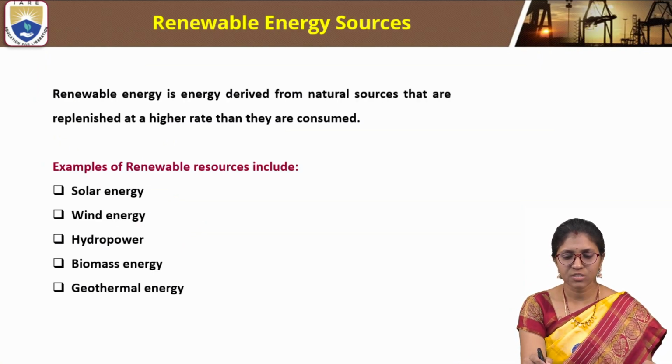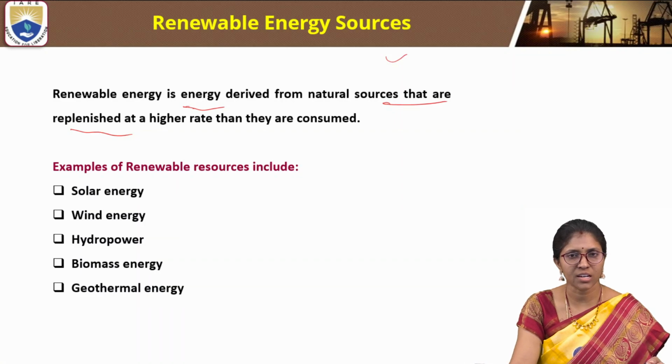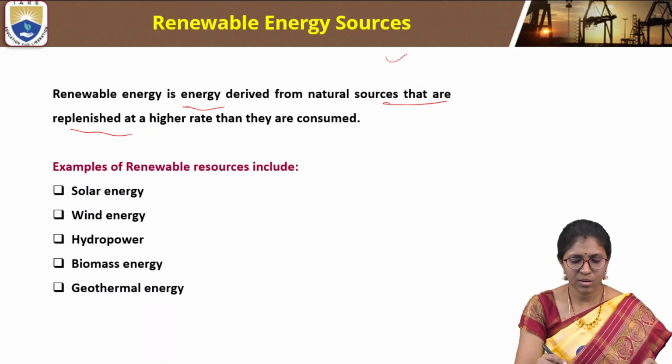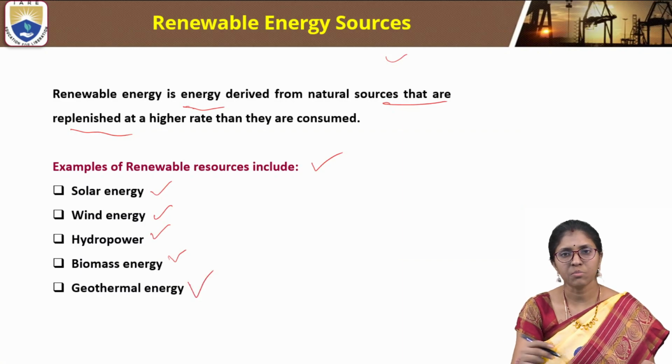What is the definition of renewable energy sources? Renewable energy is energy derived from natural sources that are regenerated or replenished at a higher rate than they are consumed. Examples of renewable resources include solar energy, wind energy, hydropower energy, biomass energy, and also geothermal energy.